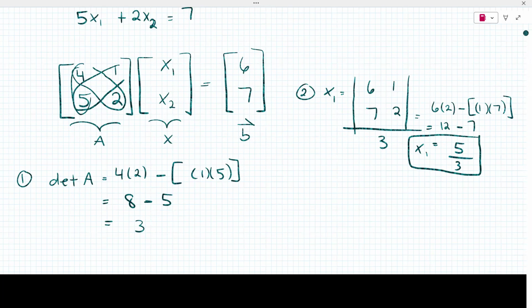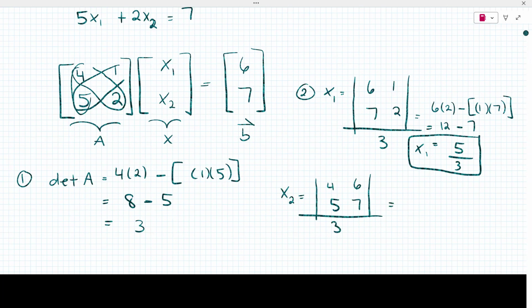Okay, now let's find x2. So it's the same process. The only difference is x2 is like your y. So the 4, 5 stays the same, but you're going to replace 1, 2, this is like your y or your x2, with your b, which is 6, 7, divided by the determinant of A, which is 3.